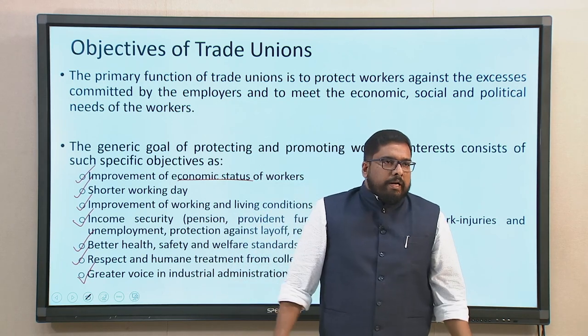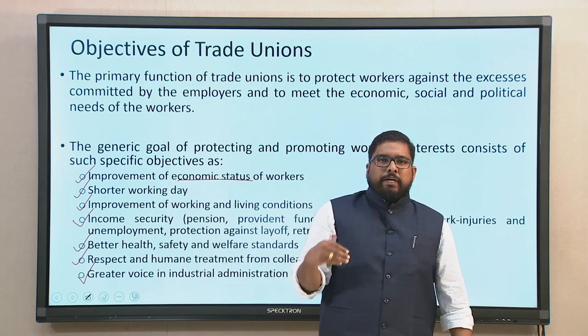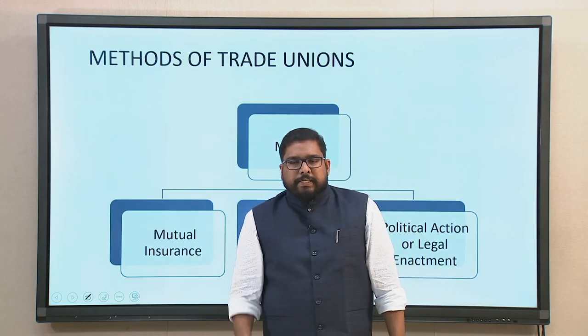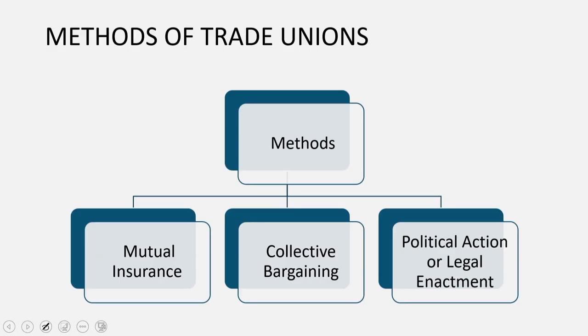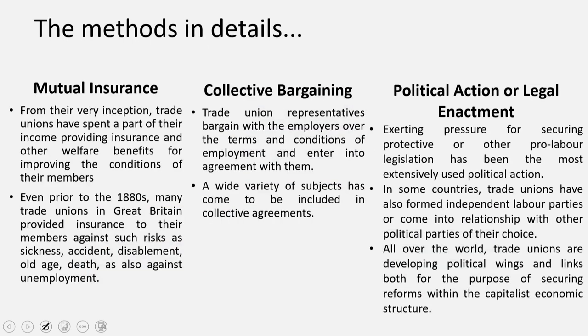So these were broadly the objectives of the trade union. I have looked into some of the specific objectives of the trade unions also. Now let's look into the methods of trade unions, what they generally use. Very quickly, the first one is mutual insurance. Second is collective bargaining, which we have just introduced in the previous module. And the third one is political action or legal enactment. Let's quickly understand each of them in detail.